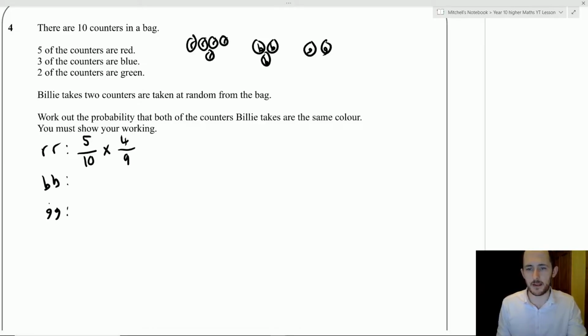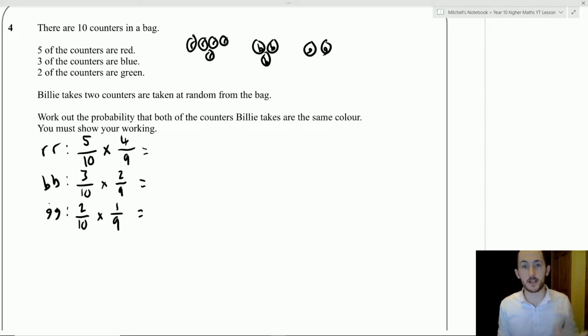Two blues. Well, we have 3 blues at the start out of 10. Then one of them goes away, so it becomes 2 over 9. So again, you can see that you can start doing this faster and faster, but only once you're comfortable. With the greens, we start out with 2 over 10, and then 1 over 9. So again, feel free to digest that and stop me. I'm just going to work out these fractions.